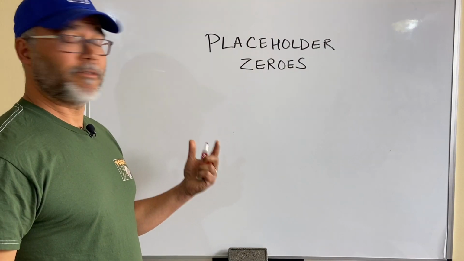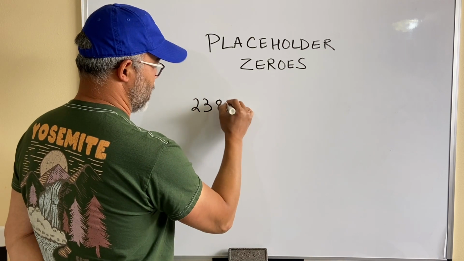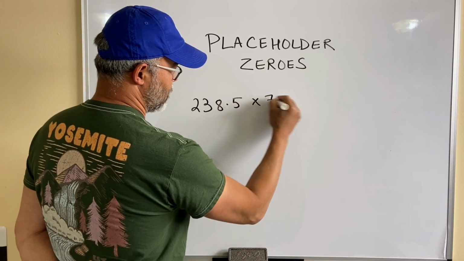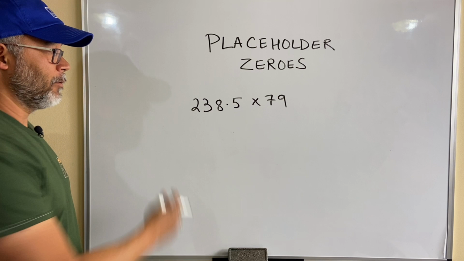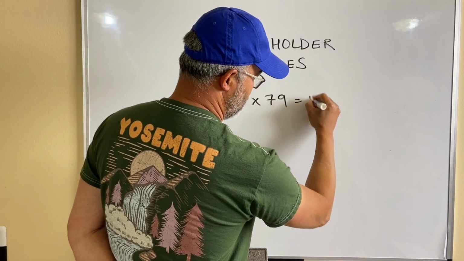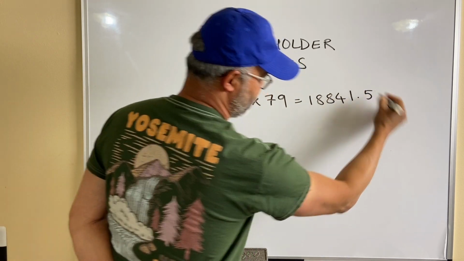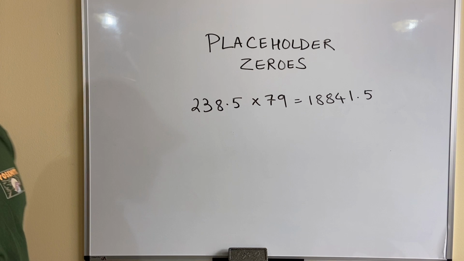Let's talk about the concept of a placeholder 0, okay? So imagine you have a calculation 238.5 times 79, okay? And we multiply these numbers together and your calculator gives you the result 18841.5. That's what the calculator gives you.